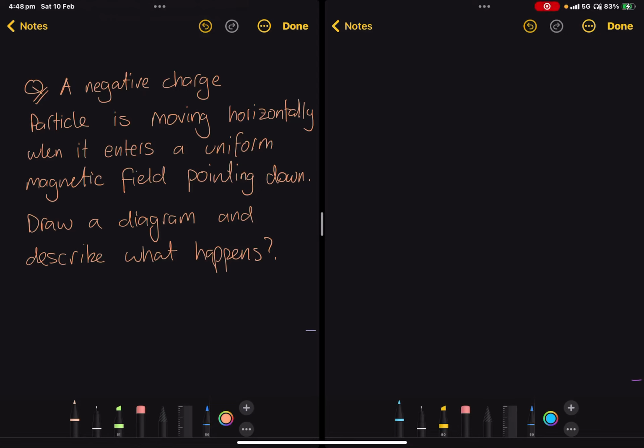Okay, so I've got another question from the topic of electromagnetism. We're told a negative charge particle is moving horizontally when it enters a uniform magnetic field pointing down. Draw a diagram and describe what happens.